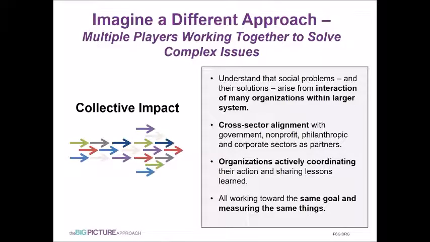And for collective impact to be successful, you really need to have interaction of many organizations working together within a larger system. So this would not just be one or two nonprofits working together. You really want to see cross-sector alignment where you have nonprofit, philanthropic, corporate, and government sectors all working together and actively coordinating their action moving forward. And we often see in collective impact that if you're striving towards the same goal and measuring the same thing, it's not something that's just going to play out over a couple of months. This is usually a multi-year process to achieve success of addressing systems change and population level change.